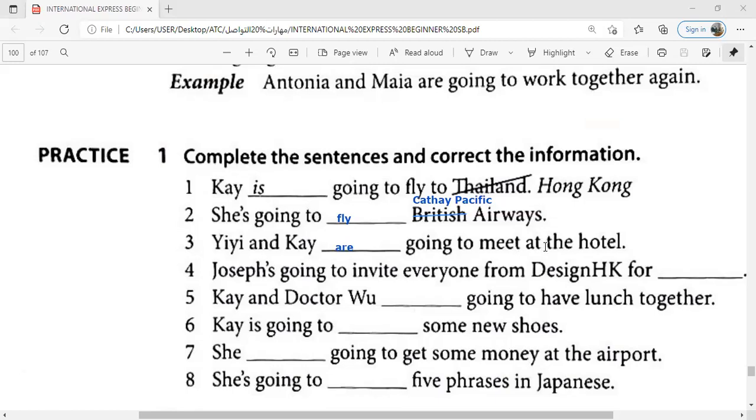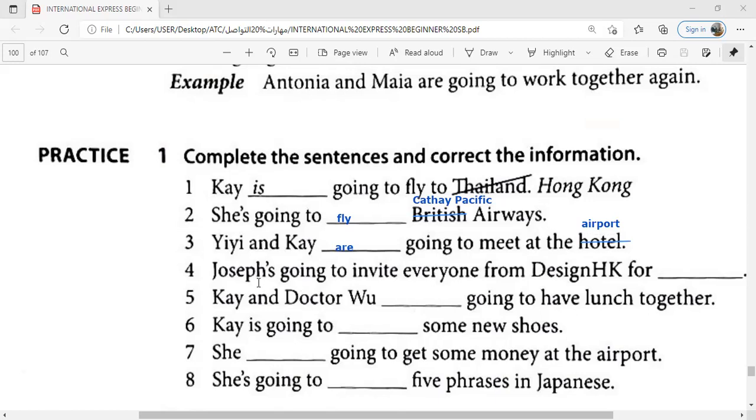True or false? Where are they going to meet? You remember? Yi is going to meet her at... Where will she meet her, everyone? Remember? At the airport. At the airport. Okay, she's going to meet her at the airport.